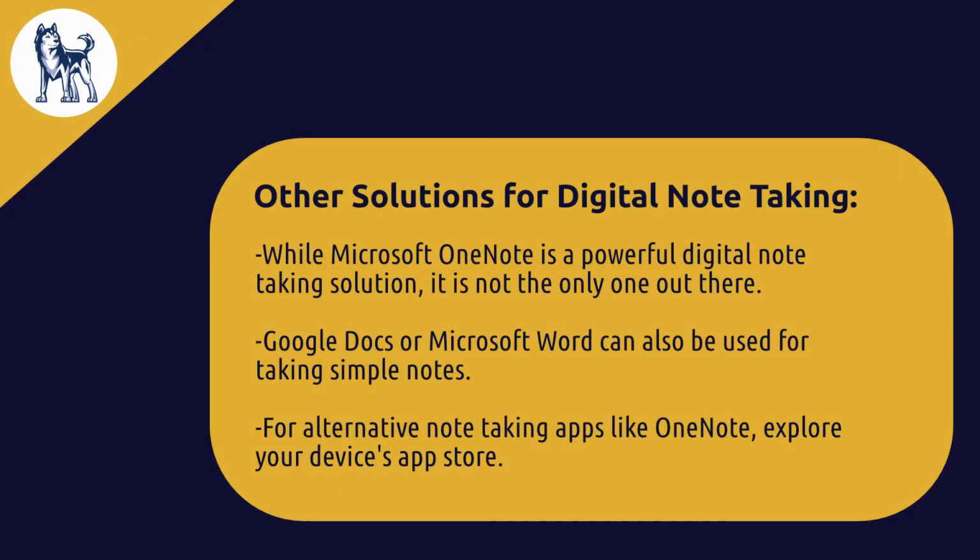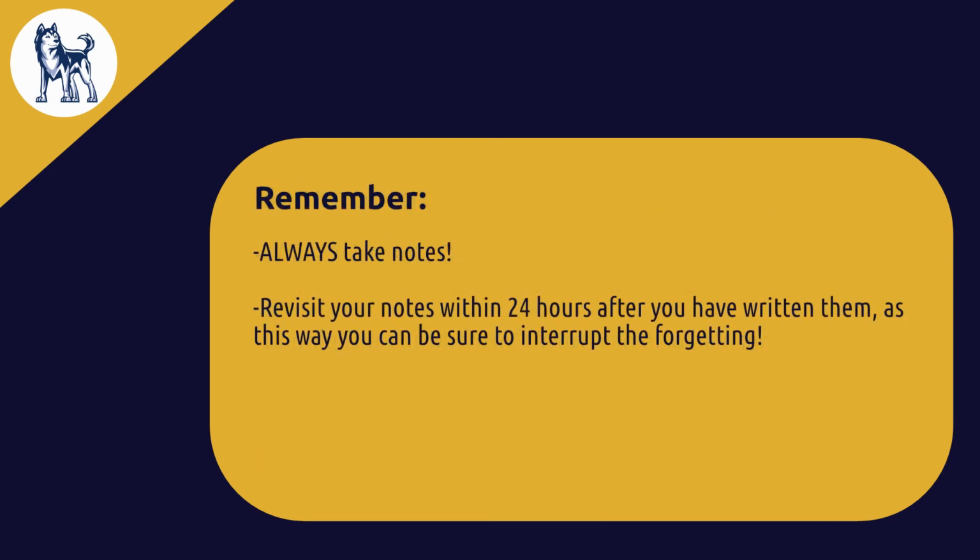While OneNote is an excellent option for digital note-taking, it is definitely not the only available solution out there. There are many ways of digital note-taking. For example, you can simply use a word processor, like Google Docs or Microsoft Word, to take notes. Or, you can find hundreds of dedicated note-taking applications like OneNote in your device's app store. Take some time to explore your options, and find what works best for you. No matter how you take notes though, whether using OneNote, Google Docs, or even just a physical notebook, make sure that you frequently revisit your notes, so that you can keep the information you have written fresh in your mind.